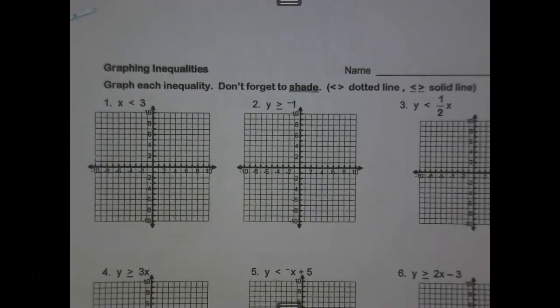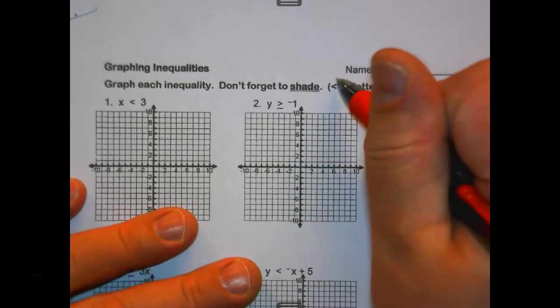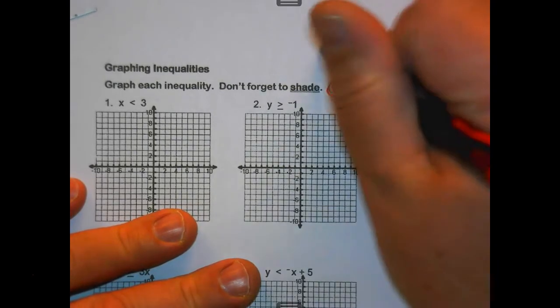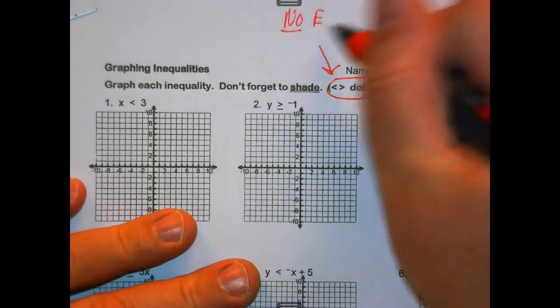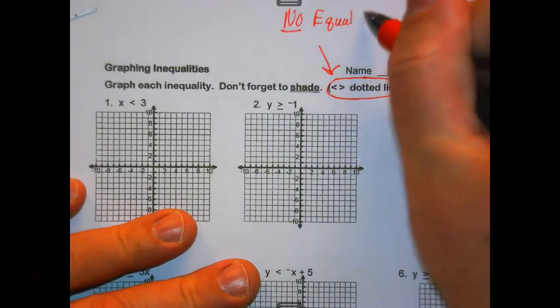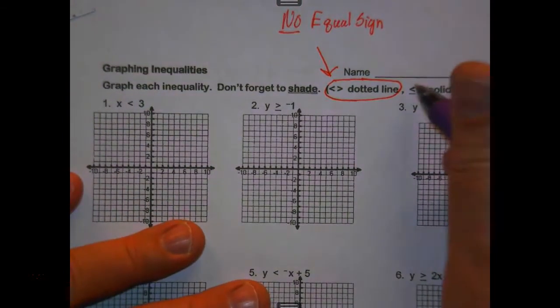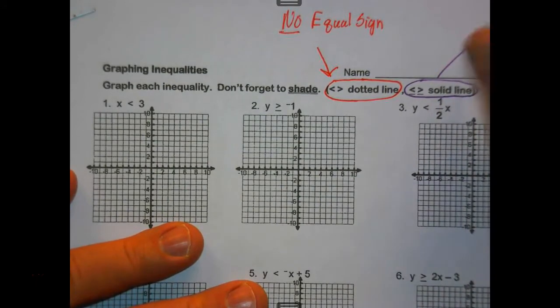Now this one's a pretty simple inequality. It only has one variable, but there's a couple of things you need to note about these. When I do not have an equal sign, it's a dotted line. And when I have an equal sign with my inequality, I have a solid line.